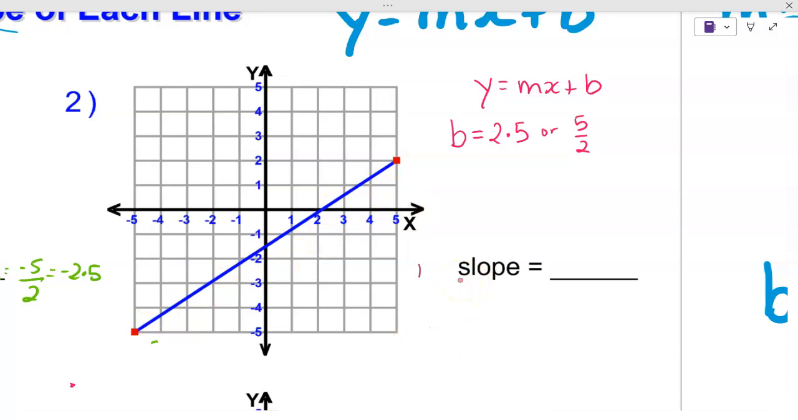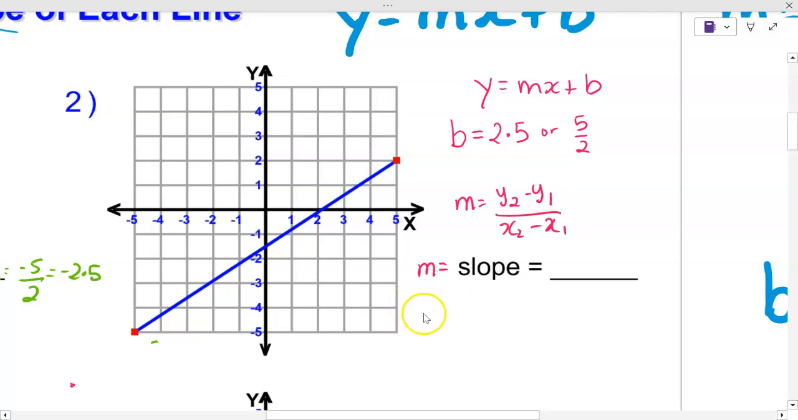Now we need to find the slope. The slope is m. How we find m is we're going to go y2 minus y1 over x2 minus x1, like we did before. We need 2 points. I might just use my dots here that are on that line. So I've got 5 and 2 as my point up here, and I've got minus 5 and minus 5 down below. Just ignore that little green line there. Okay. Now, let's name one. We'll go x1, y1, x2, y2.